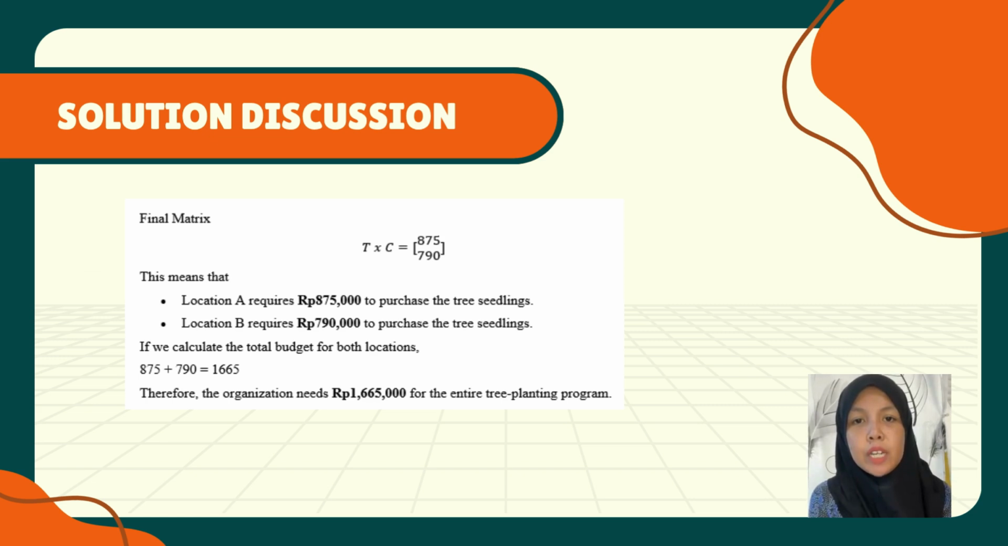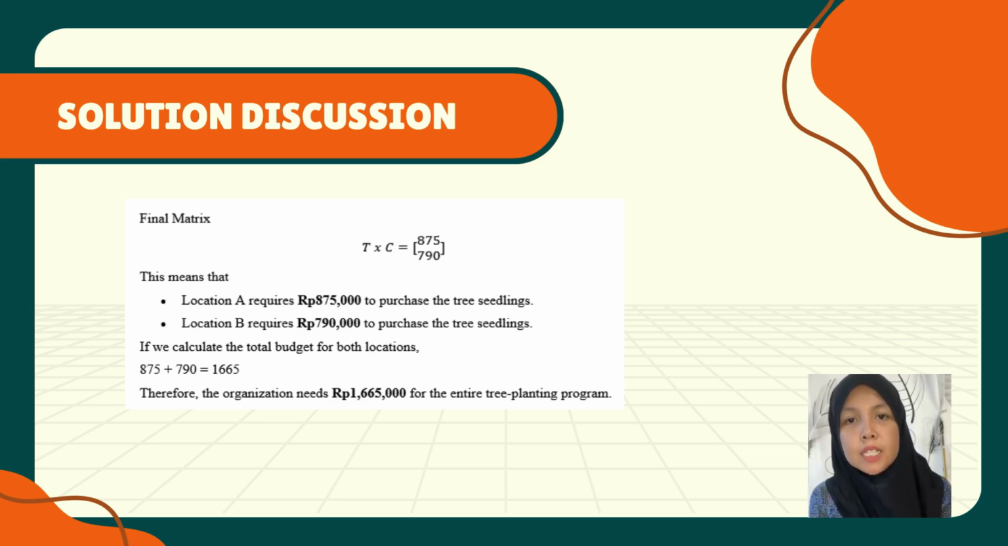If we calculate the total budget for both locations, 875 plus 790 equals 1,665. Therefore, the organization needs 1,665,000 rupiah for the entire tree planting program.